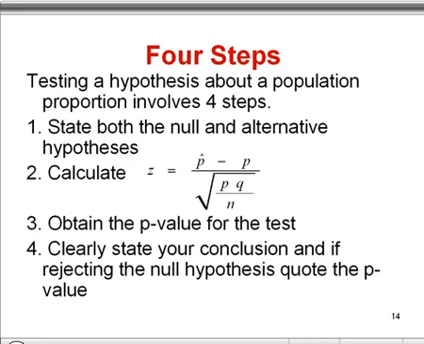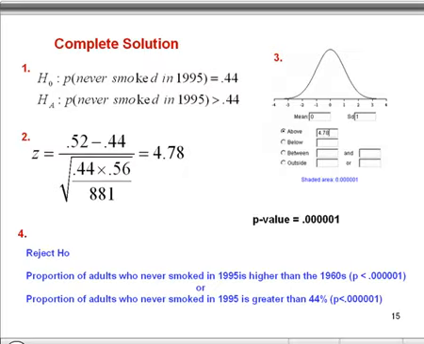The next slide puts all the pieces of the analysis of the smoking data in one place. Notice in step 1, the null and alternative hypotheses are very explicit. Instead of just using the variable p, a little more detail is added. The hypothesis is about the non-smokers in 1995, not in the 1960s. Next, we calculate the z-score.